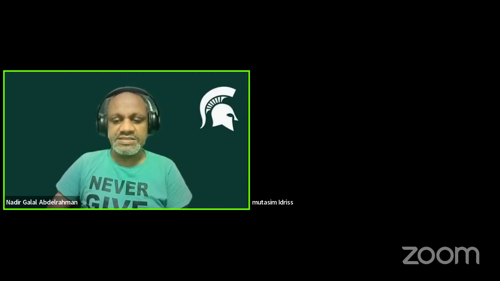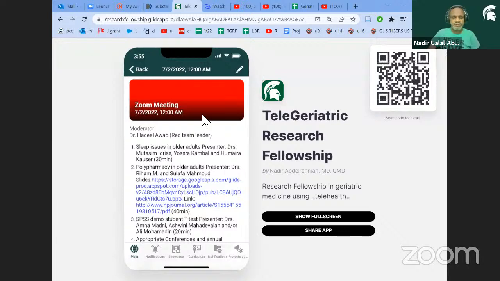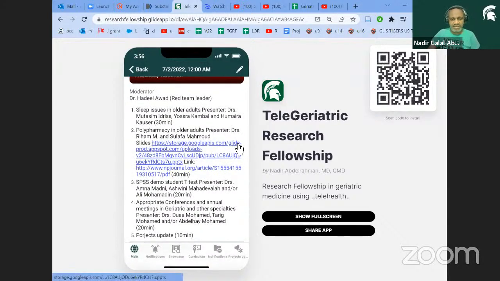Let's see if we can work on next week's agenda. For next week, the red team will be working on these topics. Again, I put the names of the fellows in the team, and either Dr. Hadid or someone might be there to lead the team and organize the task. Basically, I put these names for the topics.